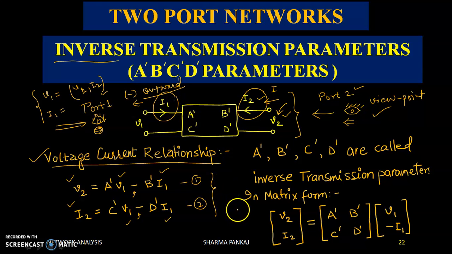This is clearly seen when we write equation number 1 and equation number 2 in matrix form. The output is V2, I2 is equal to the parameters A' B' C' D' matrix multiplied by V1, I1, and I put here minus sign just to support the logic that I1 is outward. This is so simple.